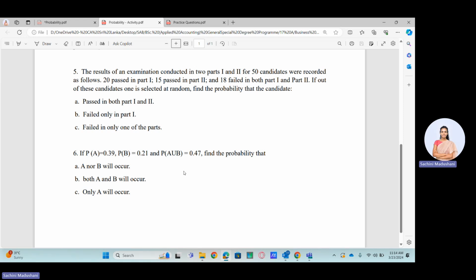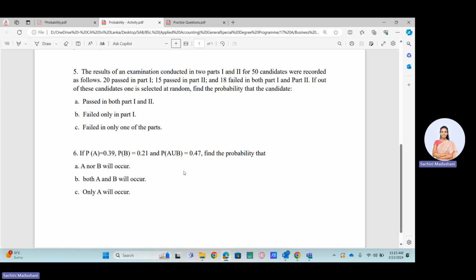The opposite word here is "nor". Neither A nor B means even A will not occur, even B will not occur, and both events will not occur. Then part B is talking about both A and B will occur. What does it mean? Both means and, means what? Intersection, the common thing. Then we now find the intersection.